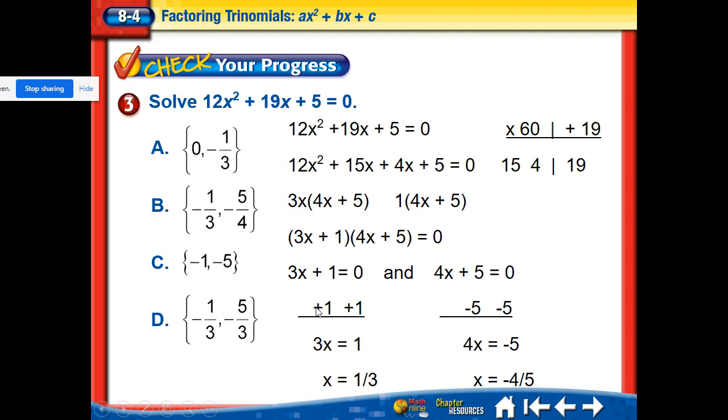This should have been a minus 1. There's a mistake here. Minus 1 from both of these, and so this should be negative 1/3. And then over here, minus 5 and we get negative 4/5. Again, that's wrong too. It's 5/4. 5's on top and then the 4's on the bottom. Wow, two in the same problem.